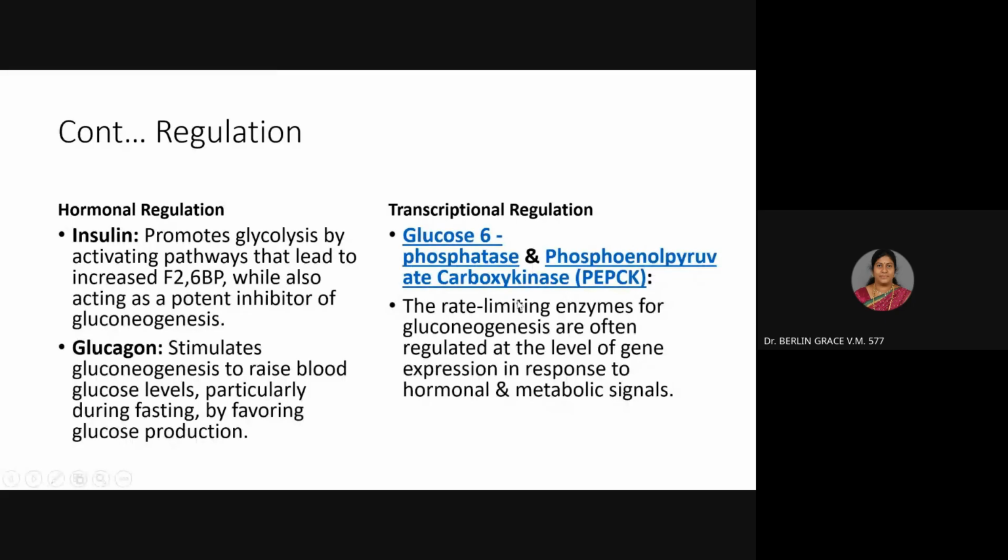And transcriptional regulation at the molecular level: the rate-limiting enzymes for gluconeogenesis are produced when there is a requirement. So at the level of gene expression, in response to hormonal and metabolic signals, these enzymes are regulated, or they are generated from the mRNA. So the regulation happens at the mRNA level, or at the transcriptional level.